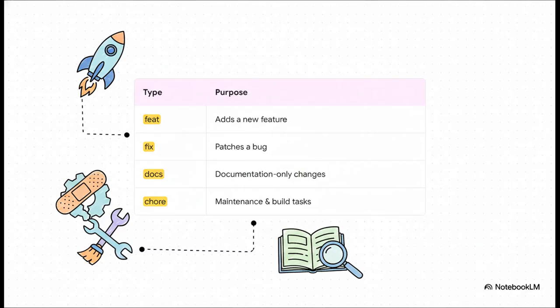Let's look at the most common types. Feat, that's when you're adding a new feature. Fix is for patching a bug. Docs is for documentation-only changes. And chore covers all that maintenance stuff that doesn't really affect the application code. Instantly, just by reading that one word, you know the intent of every single change.